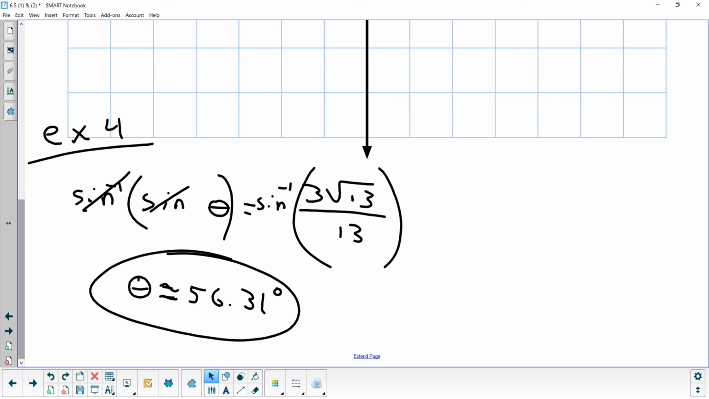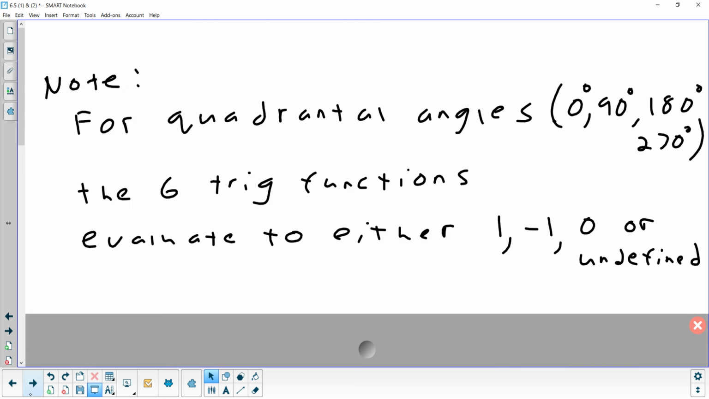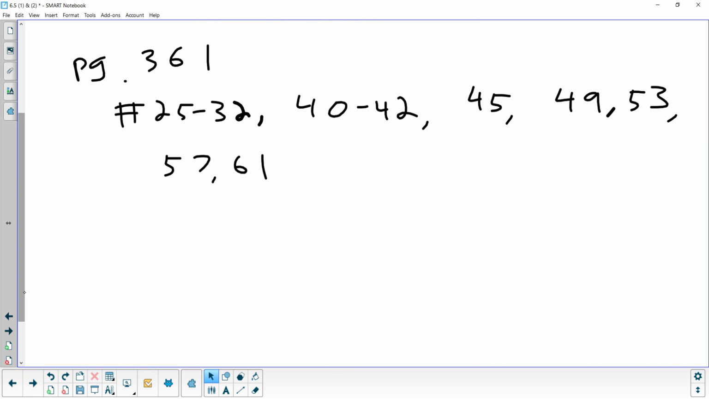So there's 1 or 2 things left to talk about with this angle, and we'll pick up with that tomorrow. But there's not much left. So you might even be able to do all the homework. Let me just double check. You do need a calculator. You don't need a graphing one, but you need a regular calculator. 25 to 32 is okay. 40 to 42 is fine. 45 is good.